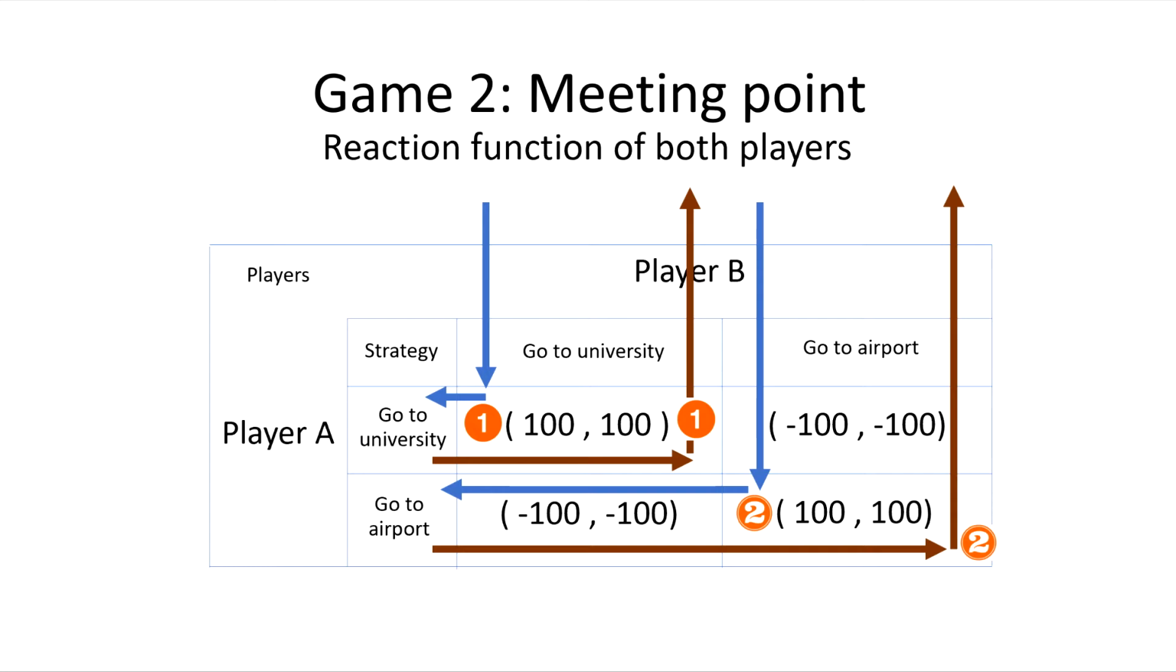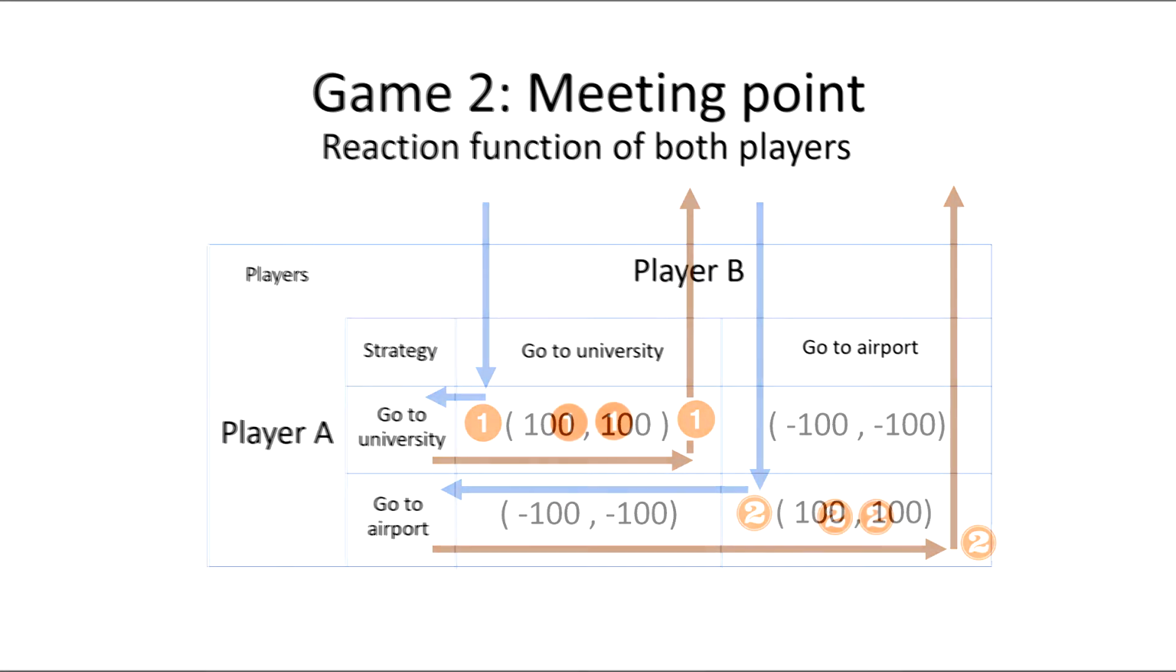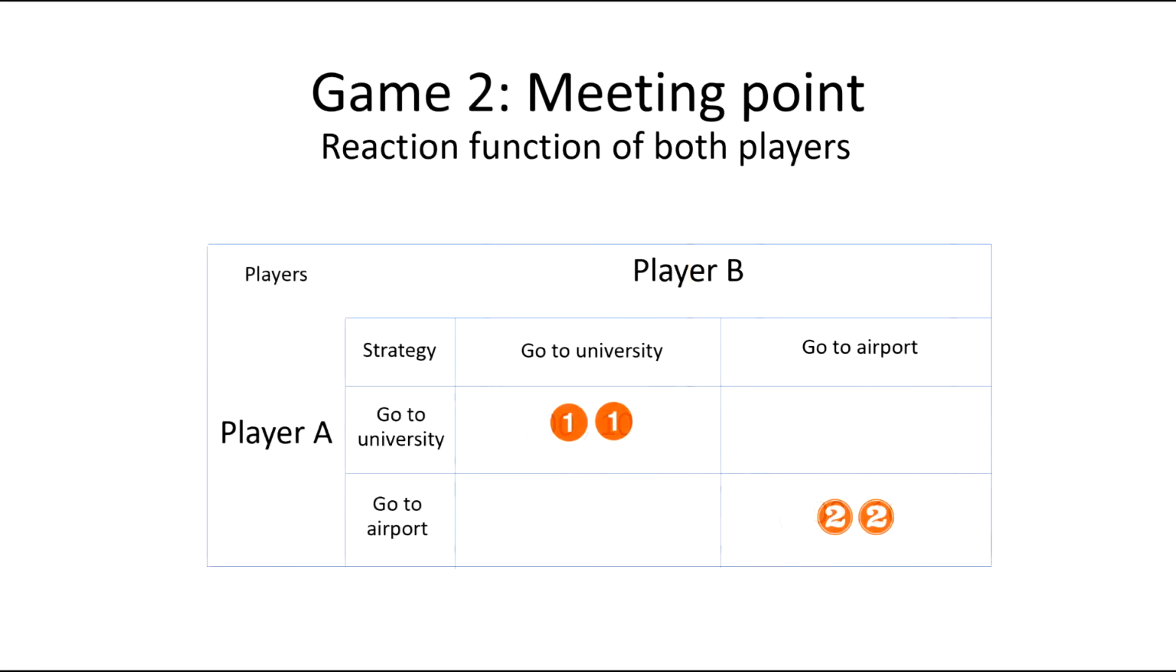You see that the reaction function of player A is the blue lines and the reaction function of player B is the brown lines. So the brown and the blue are in the same cell. Number 2 and number 2 are in the same cell. So this is the second pair of the reaction functions of both players. You see that we can match the reaction functions of player A and player B in the same cell.